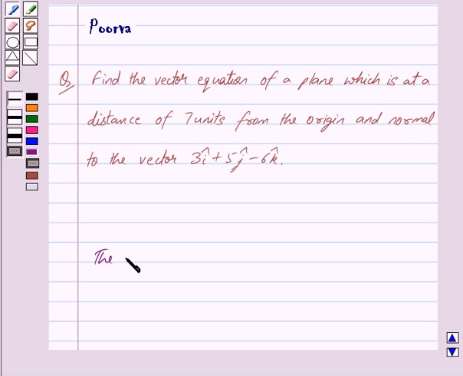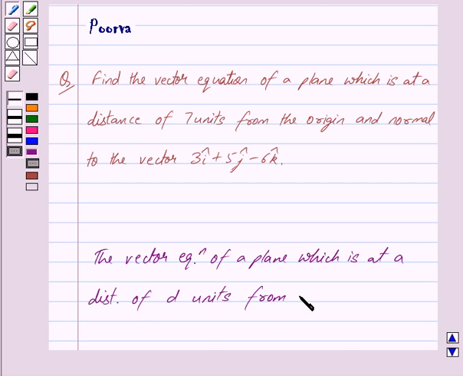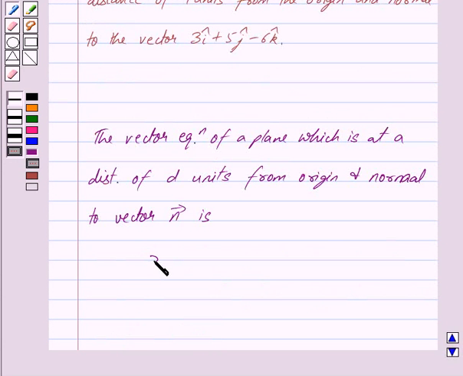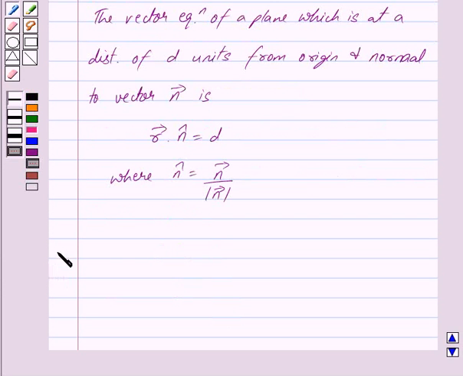Now the vector equation of a plane which is at a distance of 7 units from origin and normal to vector n is given by vector r dot n cap is equal to d, where n cap is equal to vector n upon magnitude of vector n. So this is the key idea behind our question. Let us begin with the solution now.